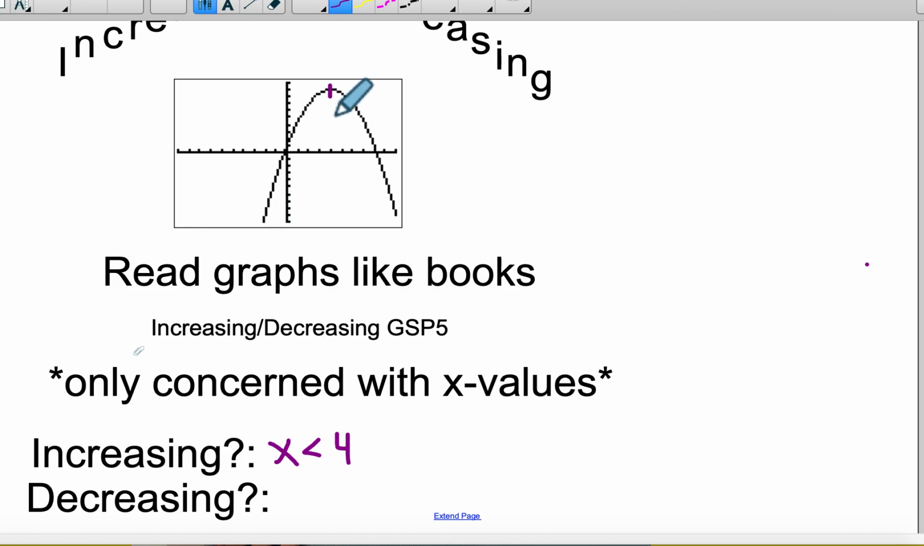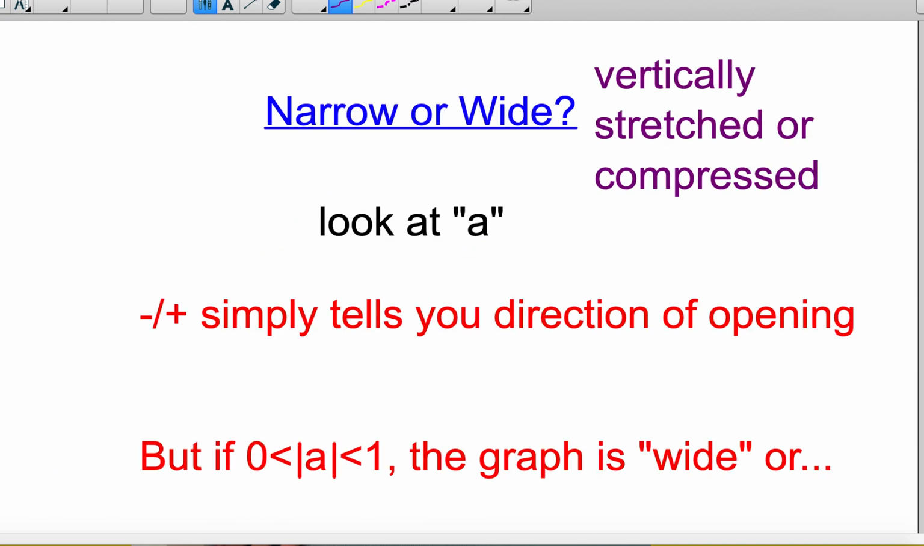Now when x is greater than 4, my graph goes down, which means it's decreasing, right? It's going down from left to right. So if it's going down from left to right, it is decreasing. So that's going to be from x is greater than 4 is where it is going to decrease. And it's going to continue to decrease forever. It's never going to turn back up, right? It's always this parabola shape. So that's all of your characteristics.